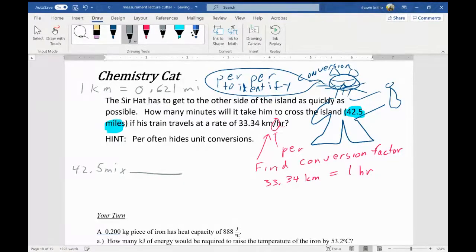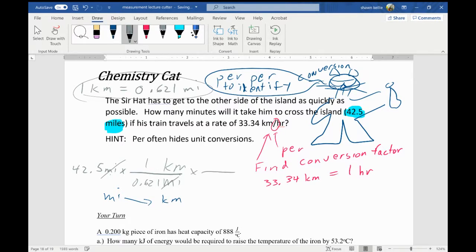Remember, I don't expect you to memorize any English to metric or English to SI conversions. You can always look that up, or I'll always provide it for you on an exam. So we've looked that up. We have units of miles here. We want to place units where they cancel out, so I'm going to place miles down there. I want kilometers. 1 kilometer, 0.621 miles. So now I've crossed out miles, and I've gone from units of miles to units of kilometers.